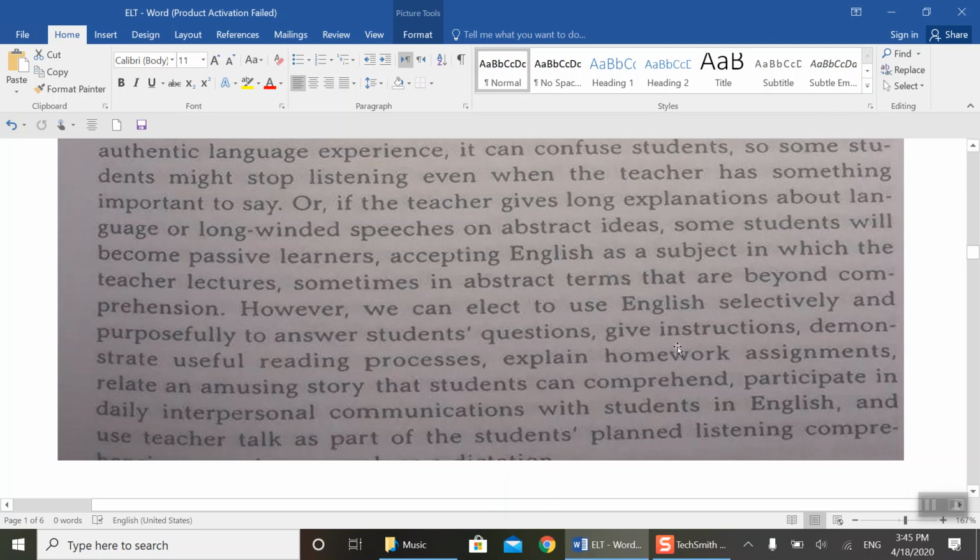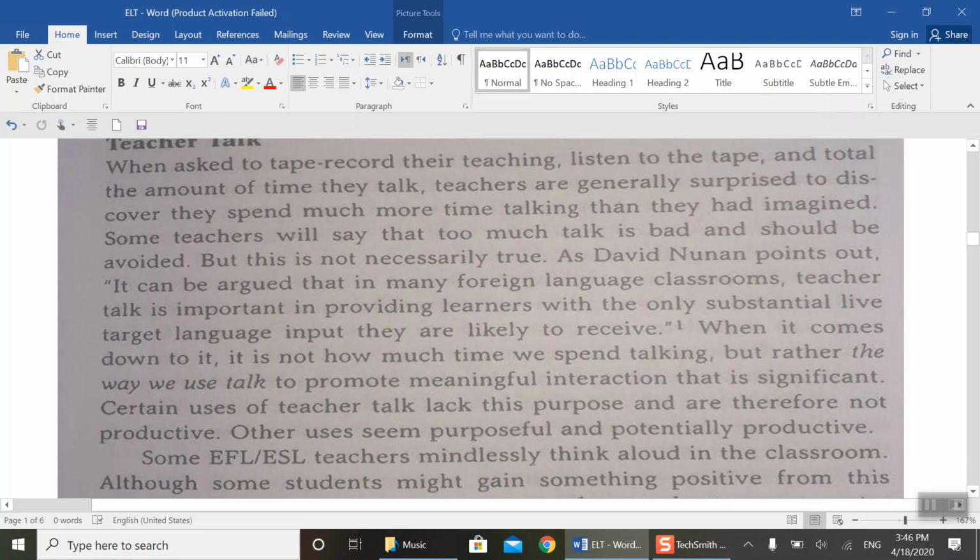For example, give instructions, answer students' questions, explain homework assignments, relate an amusing story that students can comprehend, participate in daily interpersonal communication with students in English, use teacher talk as a part of students' planned listening comprehension. You see here? So this is about teacher talk.